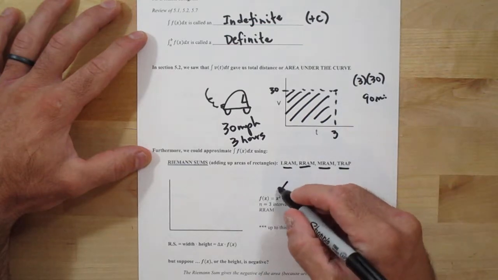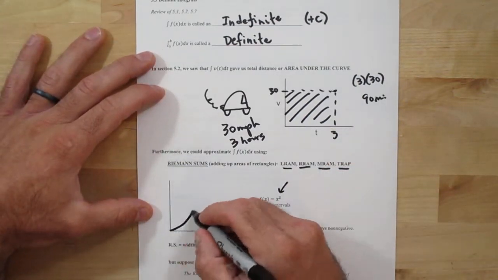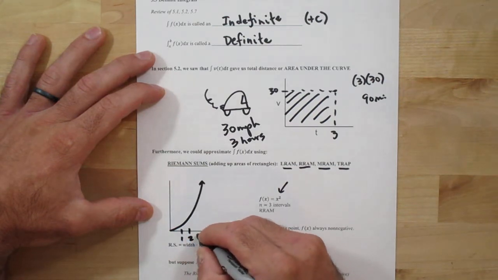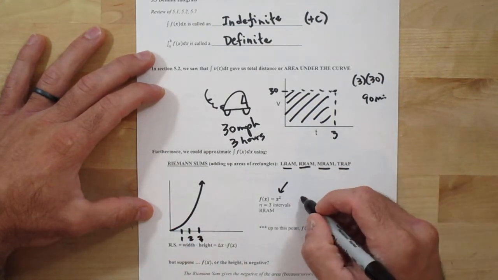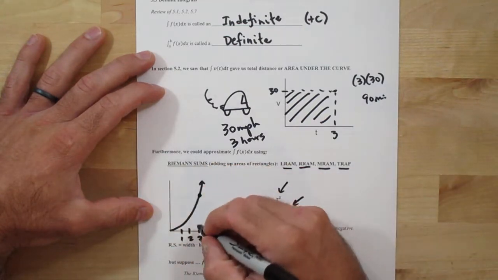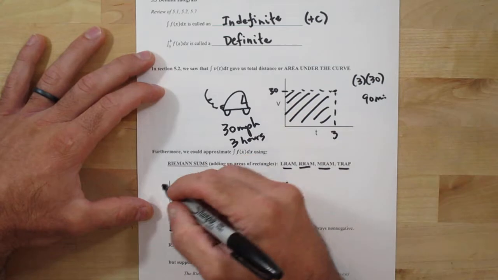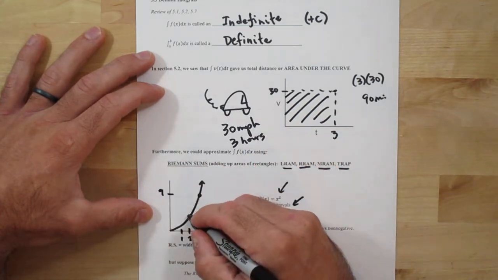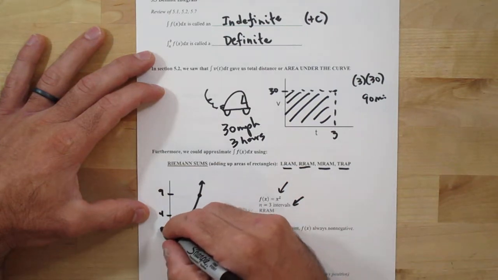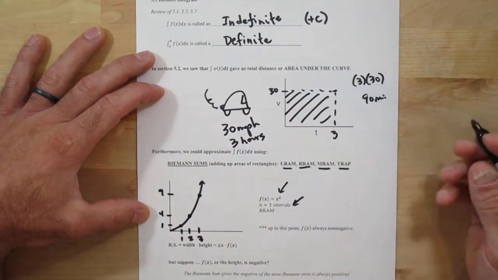In this example, I'm going to use the function x squared, which has inputs 1, 2, 3. All right, we want to do 3 subintervals. We're going to go equal length. So the output of x squared when x is 3 is 9, when x is 2 is 4, and when x is 1, 1 squared is 1.